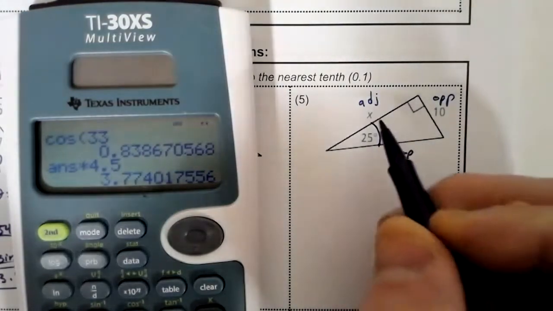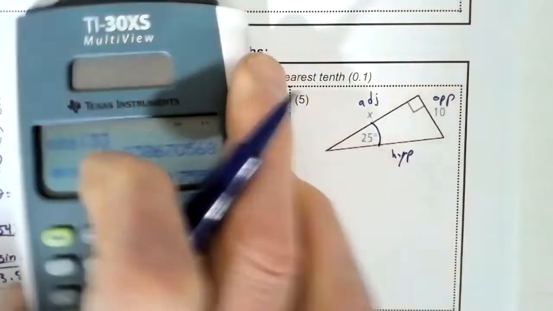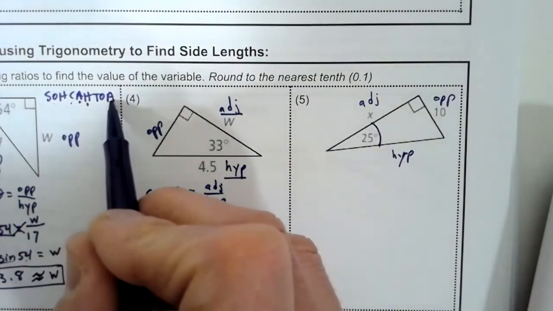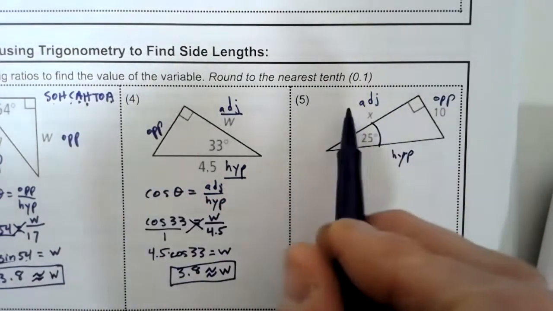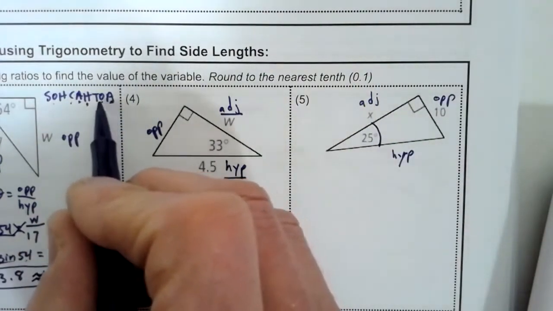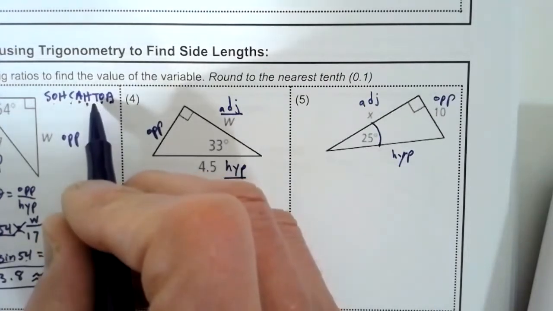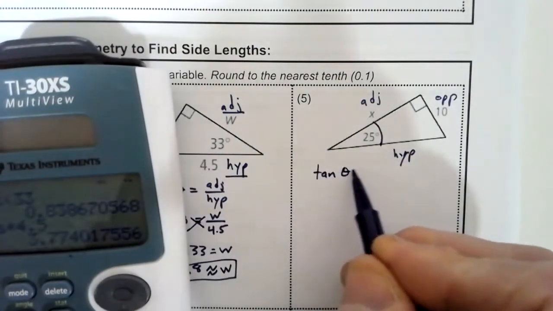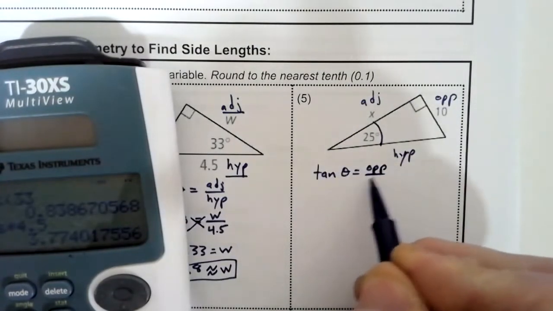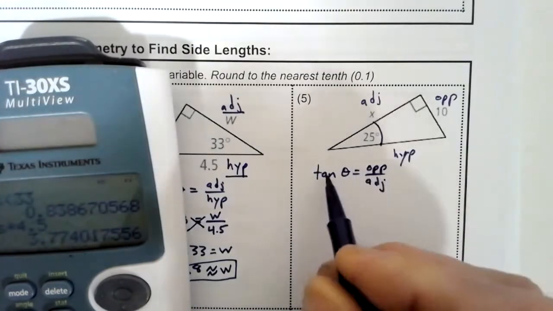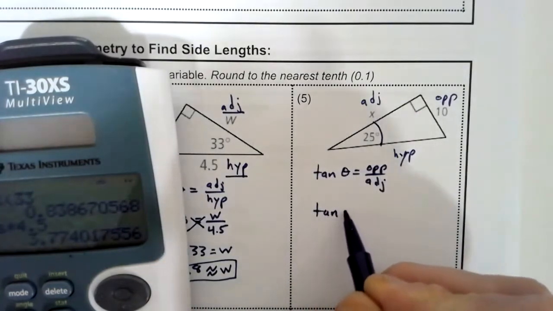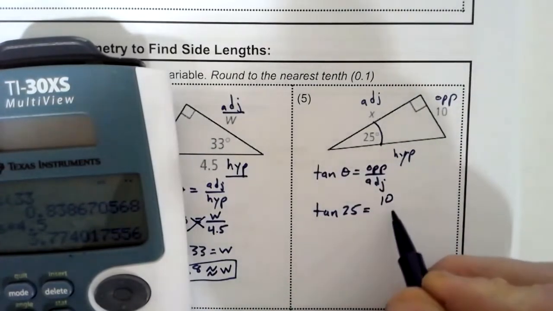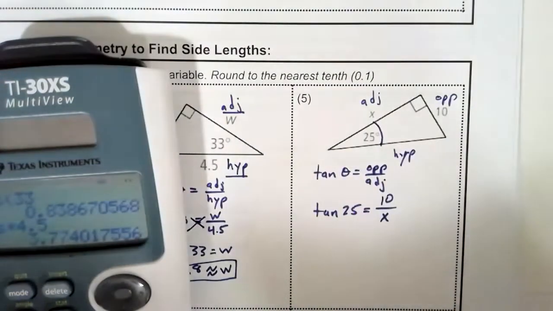Okay, now I have adjacent and hypotenuse, and I look back at my ratio here, or my SOHCAHTOA. Adjacent, did I say adjacent and hypotenuse? I meant adjacent and opposite. I have adjacent and opposite. That's going to point me towards my T for tangent. All right, so I write my ratio out. Tangent of theta equals opposite over adjacent. Now I fill in what I know. Tan 25 equals opposite is 10 over adjacent, which is x.